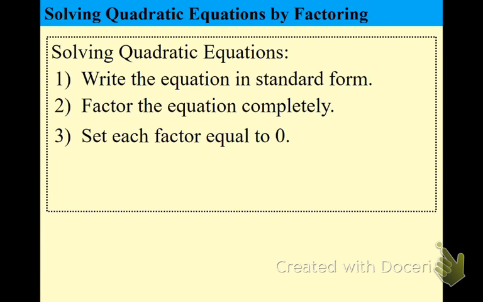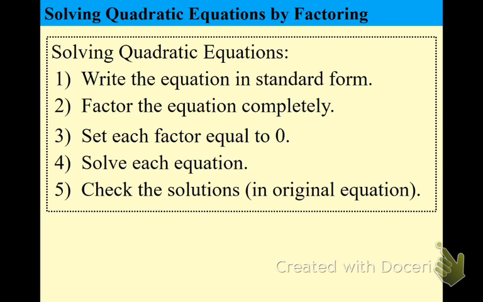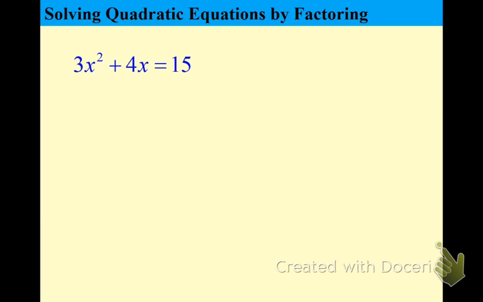Third, set each factor equal to 0. We just practiced doing that on the last screen. You'll solve each little equation, and then you can always check. Here's our first example: 3x squared plus 4x equals 15.